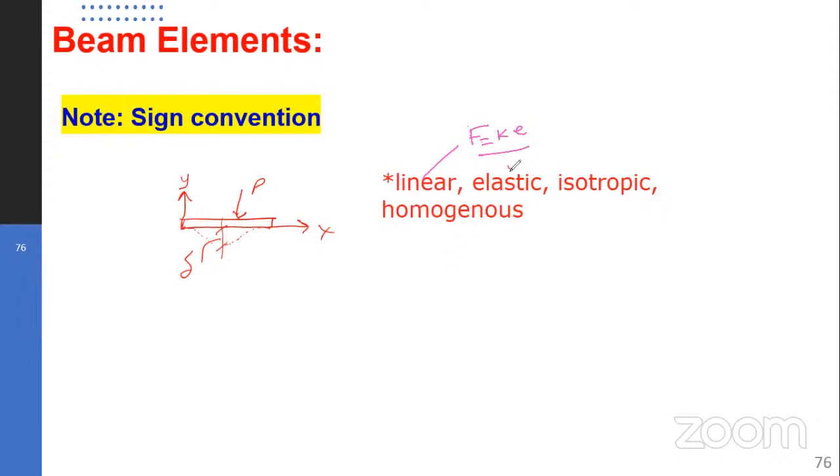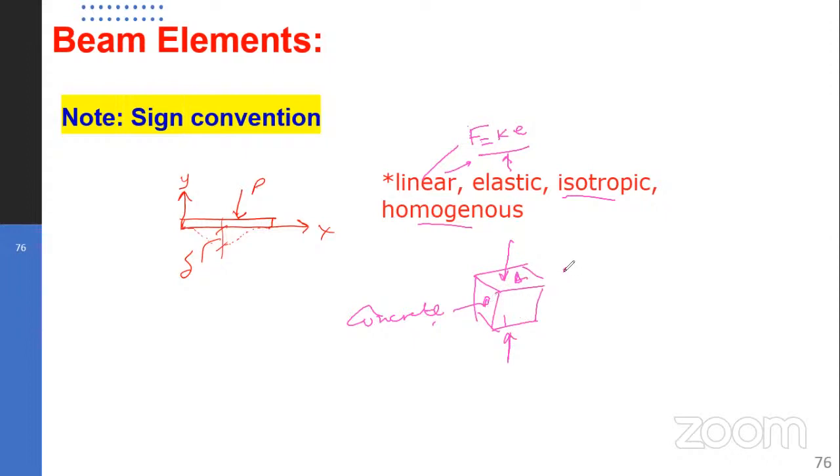Then isotropic. I wanted to differentiate between isotropic and homogeneous. An isotropic material is a material that is uniform in all directions. Consider a case like a concrete cube. If you do the compression test, it doesn't matter whether you test this cube on, let's call this face A, and then this face B.